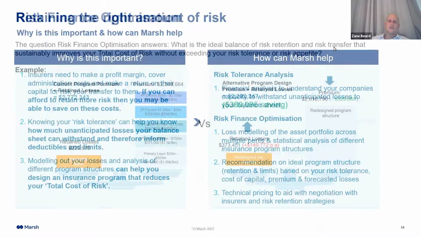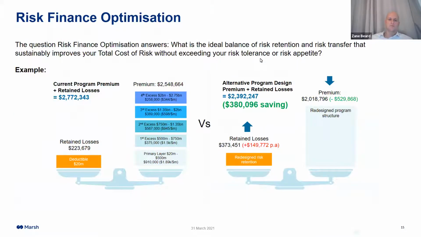And this is an example with a client where, through this exercise, we looked at their current deductible structure and their current premium, and looked at what their average losses are going to be per annum at a deductible of 20 million. And we know what their premium is per layer.